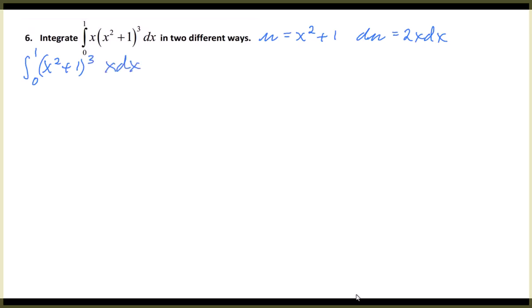Oh, so that's how. I need a 2 there. That means I need a half outside. Now we're getting it in the form of a u substitution. And so I can do this. Very simple.